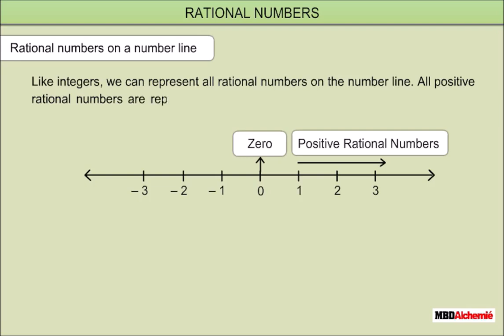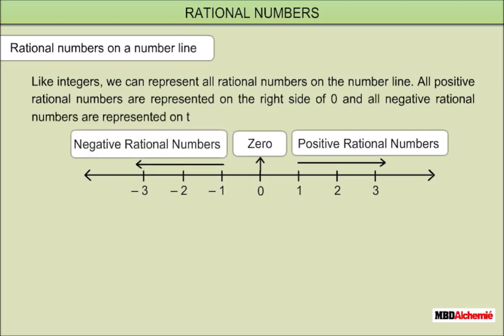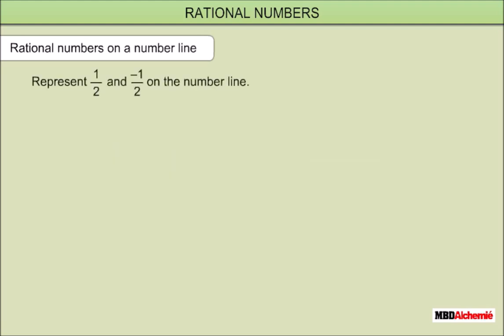All positive rational numbers are represented on the right side of 0, and all negative rational numbers are represented on the left side of 0. Represent 1 by 2 and minus 1 by 2 on the number line.